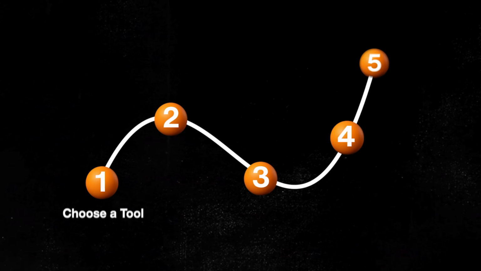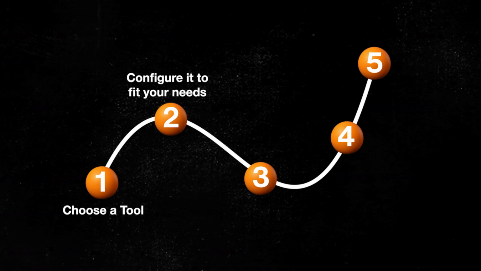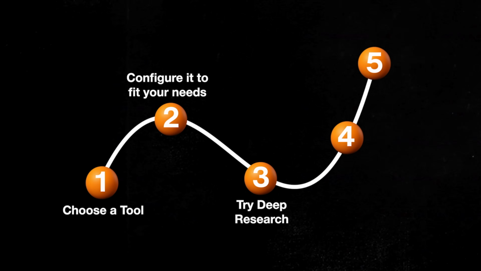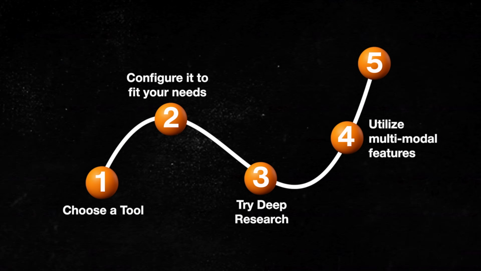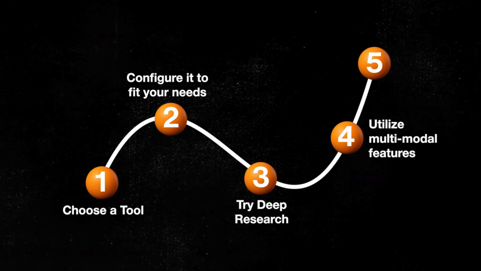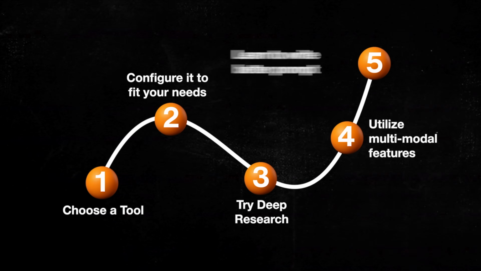So to sum up, here are the steps to become a power user of AI. Firstly, choose one tool and learn how to use it well. So configure your tool, try deep research for comprehensive reports and analysis, and utilize their multimodal features, for example, using voice mode with your camera or screen sharing for real-time help, and learn to write better prompts. And finally, don't forget to explore and make use of the more advanced features in any AI system you're using.